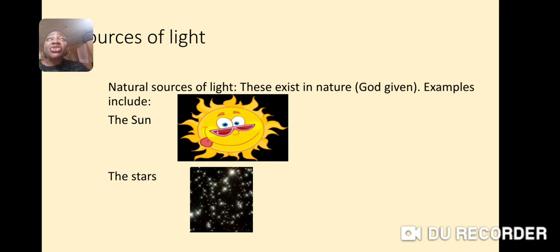Did you know that the sun is the major source of energy on the earth? So the sun is an example of a natural source of light because it exists in nature, it is given by God. Now, another source of light is the star. The stars actually appear in the night. When you come out in the night and you look up into the sky, you see thousands and thousands of stars. They give us light in the night. We use that light to see at night.